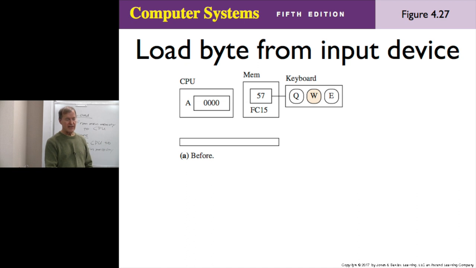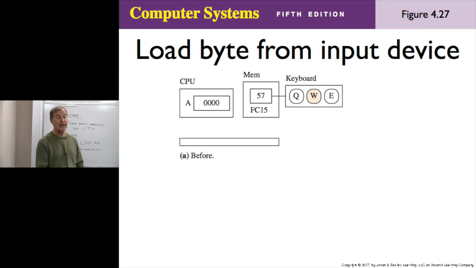And that character is wired into memory. The way you process it is to load it from that address in memory into the CPU. So it's the same load byte instruction, and just instead of getting it from some arbitrary location, you get it from the keyboard's address. And figure 4.27 shows what? What is the address where the keyboard is wired into? FC15. That is the address for the keyboard. So how do you get something from the keyboard or from the input stream? You load it from where?